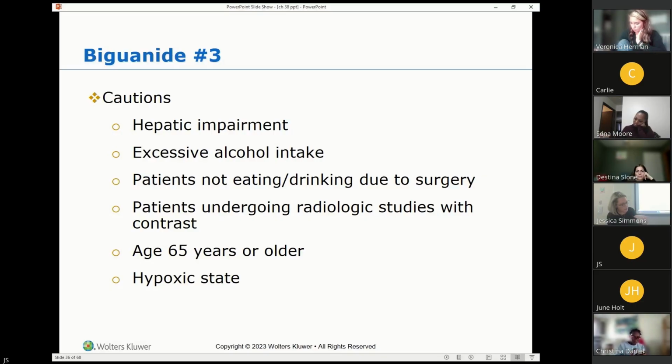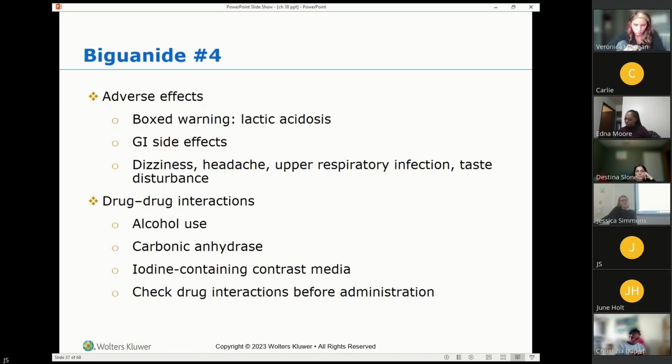This can result in acute kidney failure. There is a black box warning. This is also on page 662 under adverse effects. There is a boxed warning regarding metformin associated lactic acidosis. This is uncommon but can be fatal. Symptoms include malaise, myalgias, respiratory hyperventilation, somnolence, and severe abdominal pain.